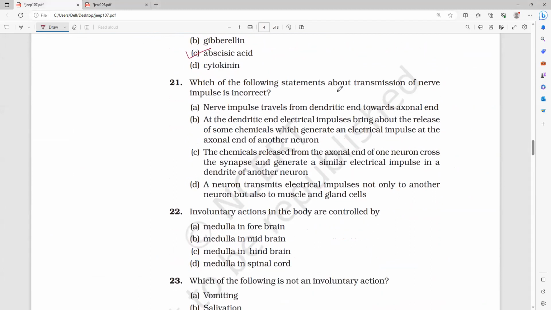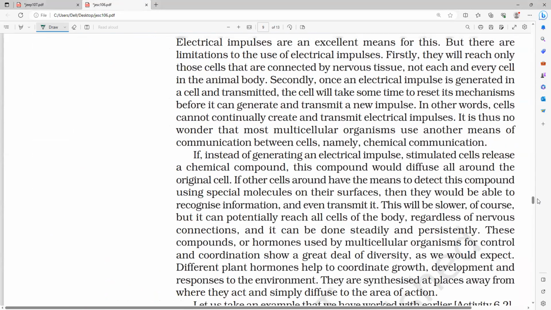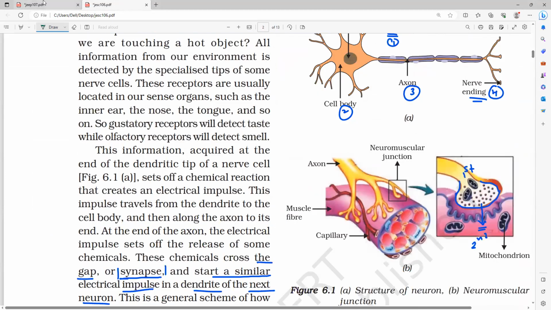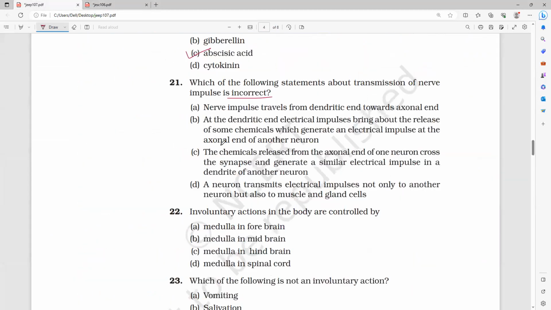Which of the following statements about transmission of nerve impulse is incorrect? That is a fully important paragraph, and always the question asks for the incorrect one. First one: nerve impulse travels from the dendrite end towards the axonal end. Incorrect, is it right or wrong? Nerve impulse travels from the dendrite end to the axonal end. That is the process.